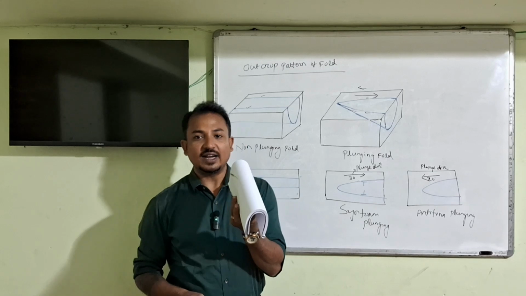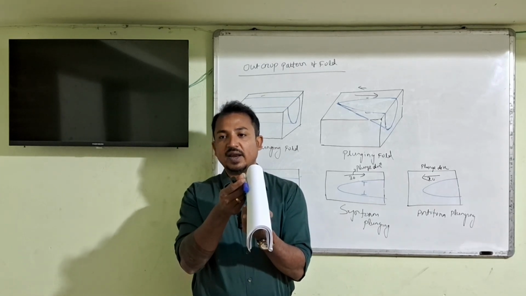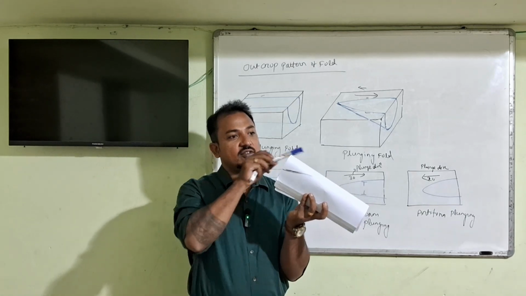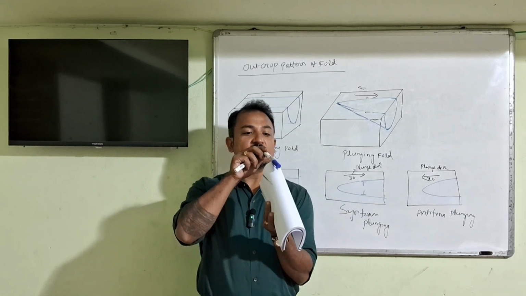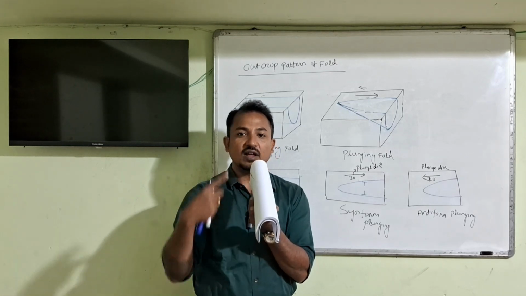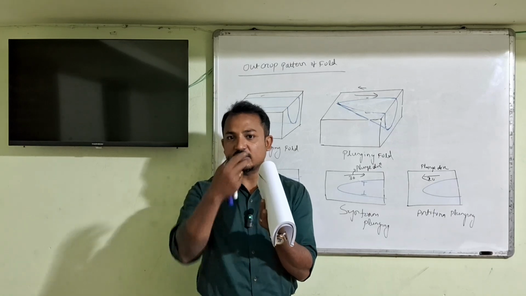So now we'll move to antiform. In antiform, this line is your outcrop line, and this is the fold axis. This is the plunge direction, and they are closing towards the plunge direction, which is opposite in the case of synform.